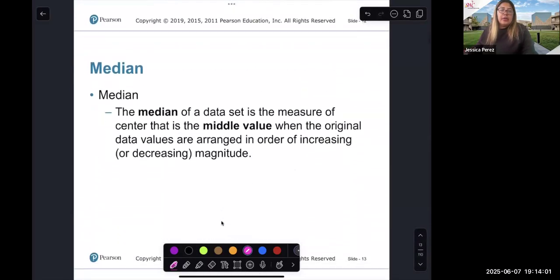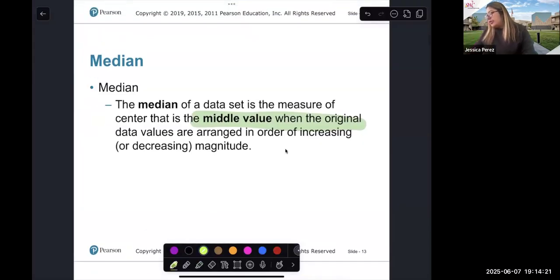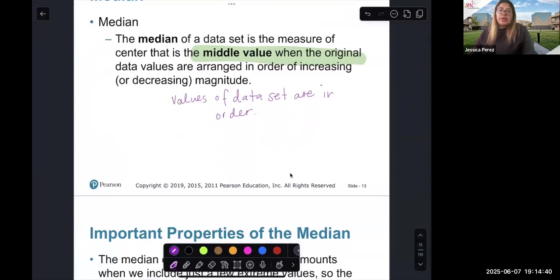Now let's talk about median. The median of a data set is the measure of center that's the middle. It's in the name. It's the middle value of the original data values that are arranged in order of increasing or decreasing magnitude. So we always want to make sure that the values of the data set are in order.